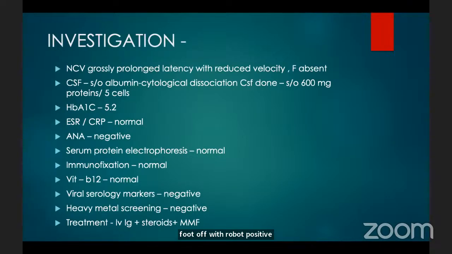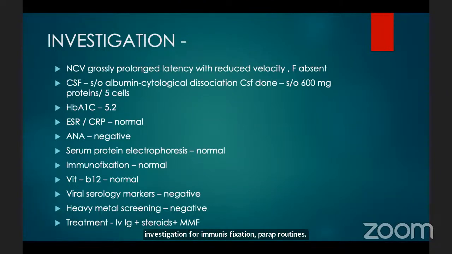We investigated, and nerve conduction was found to have prolonged latency with reduced velocity, and responses absent in this patient. CSF is showing 600 milligrams of protein, albuminocytological dissociation. The rest of the investigations for immunofixation, paraproteins, viral markers, and metal screening were normal.